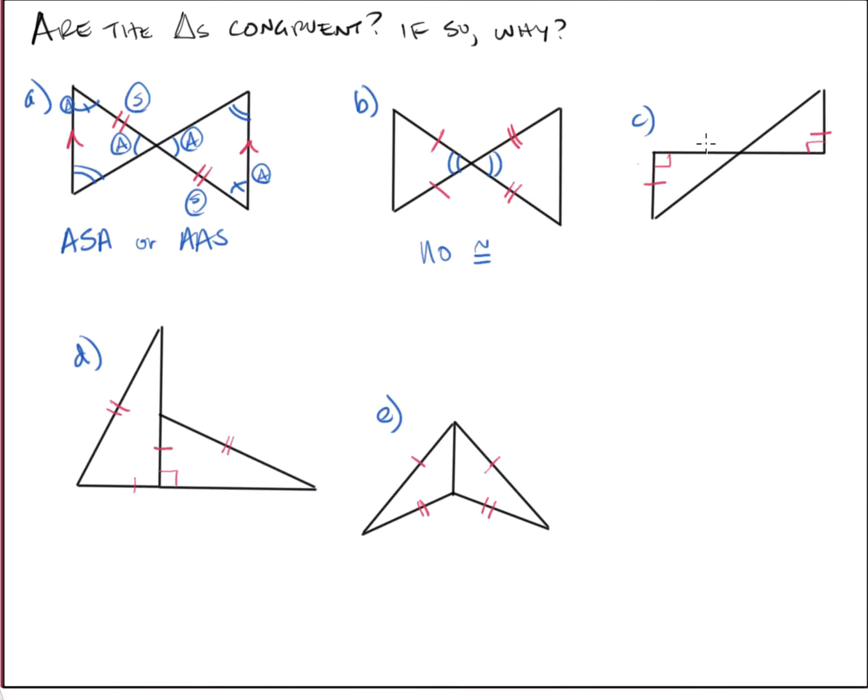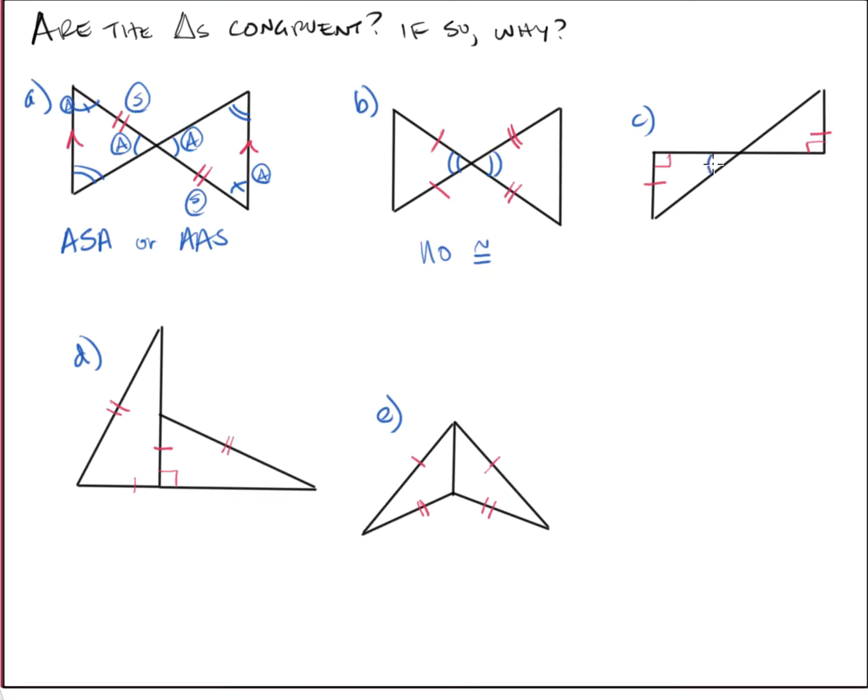In part C here, I can see that I have a couple right angles, and then I have a couple segments that are congruent. Now when I have right angles, I might be thinking about HL because it's the special reason that we can only use for right triangles. But in this example, I would need the hypotenuse, which is this segment, and I don't know that those two things are necessarily congruent in this particular example.